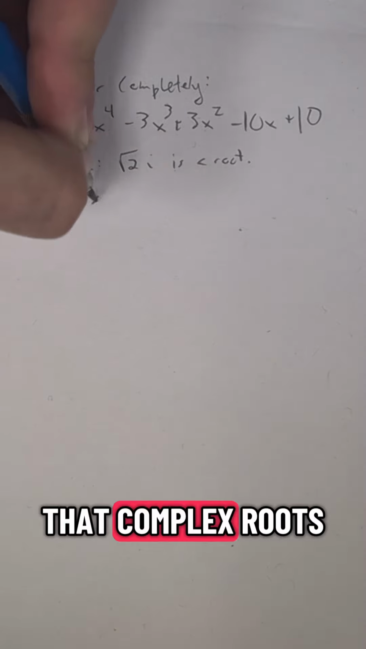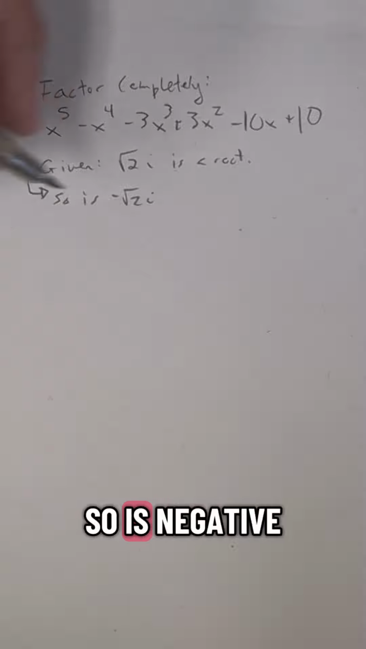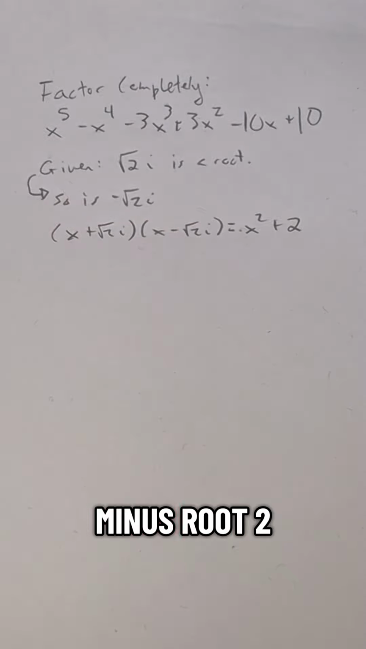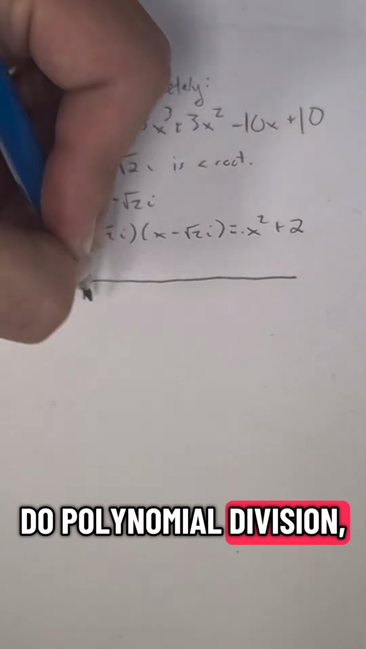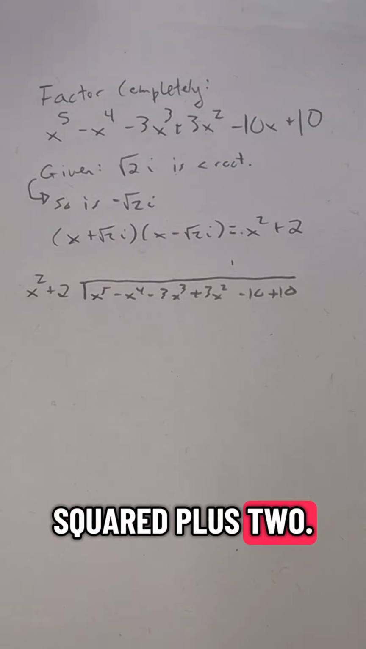Now we know that complex roots actually come in pairs. So if root 2i is a root, then so is negative root 2i. Multiplying out x plus root 2i times x minus root 2i gives us x squared plus 2. We can now do polynomial division, where we divide our original quintic polynomial by x squared plus 2.